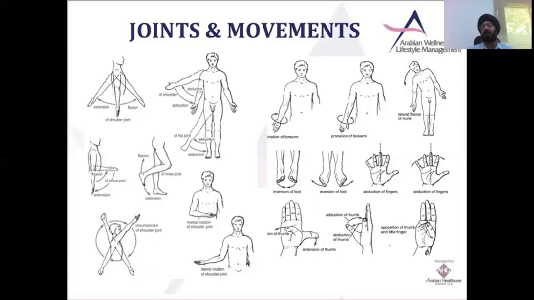Then comes circumduction. It's a combination of supination, pronation, extension, and flexion. It's a rotatory movement of the shoulder to turn the palm upside down, like a cricketer bowling. That action is circumduction.